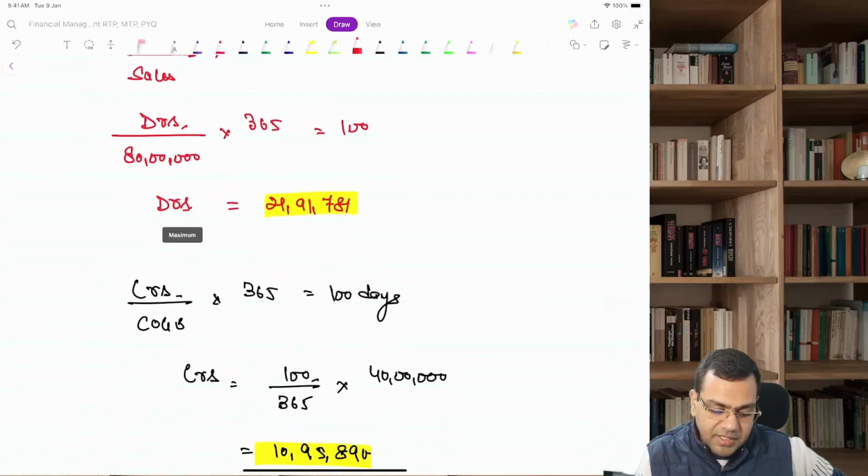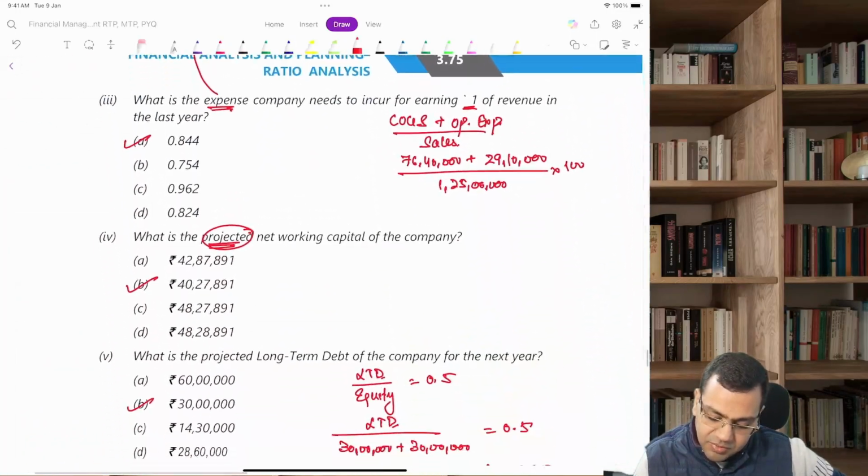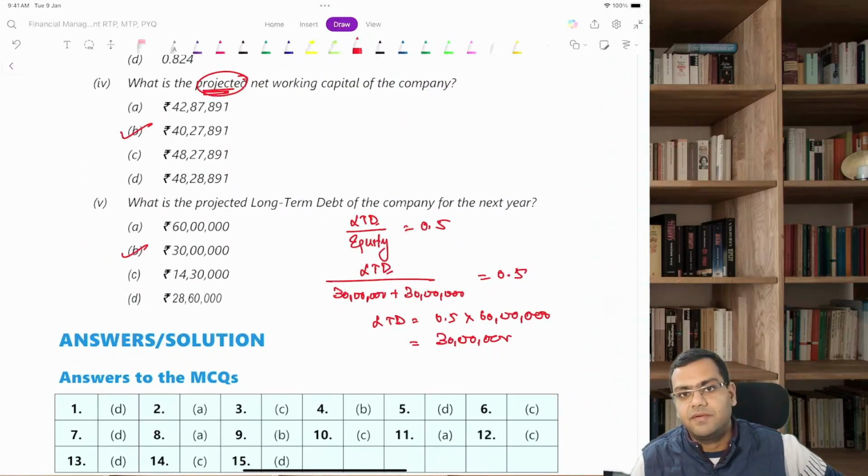I hope this part is clear to all of you, right? And this was the last part, that is related to the long-term debt to equity, that is given as 0.5, right? So with this we are done with the case study of ratio analysis.